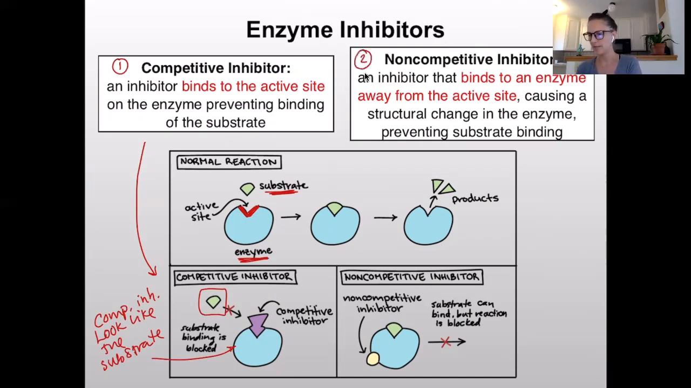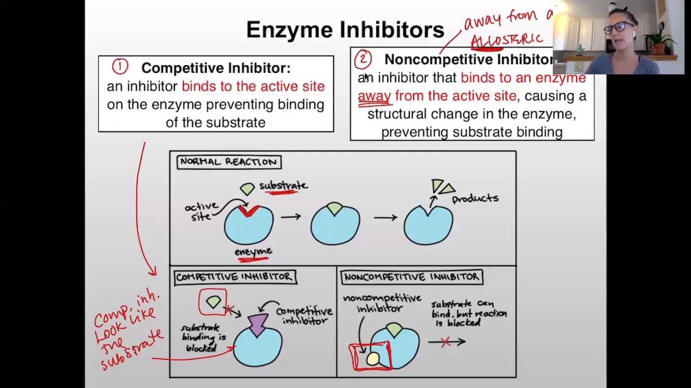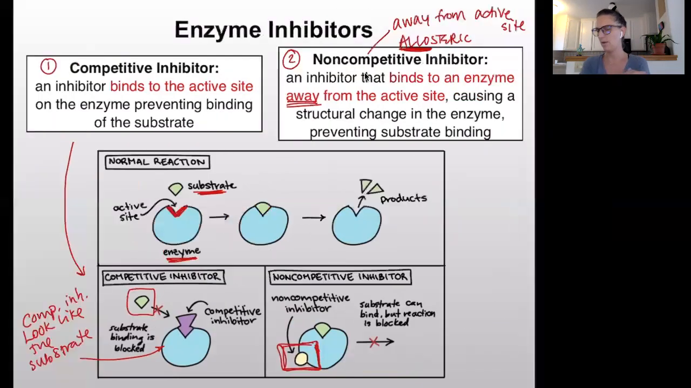Non-competitive inhibitors, on the other hand, bind to an enzyme away from the active site. Any site away from the active site is called allosteric, right? Allo means other. So away from the active site, it'll bind at an allosteric site. And what this does is that it will bind somewhere away from the active site, and that's called non-competitive. It cannot compete at the same active site because it binds an allosteric site. All right, we'll talk about that in a second.